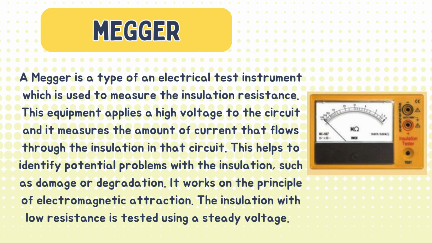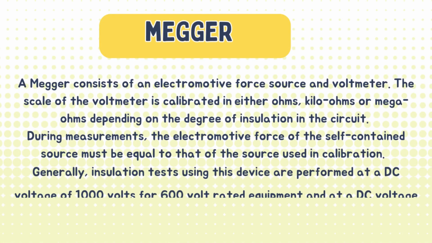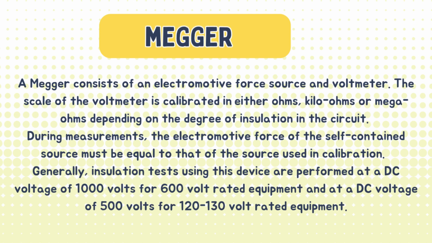The insulation with low resistance is tested using a steady voltage. A Megger consists of an electromotive force source and a voltmeter. The scale of the voltmeter is calibrated in either ohms, kilo ohms, or mega ohms depending on the degree of insulation in the circuit. During measurements, the electromotive force of the self-contained source must be equal to that of the source used in calibration.